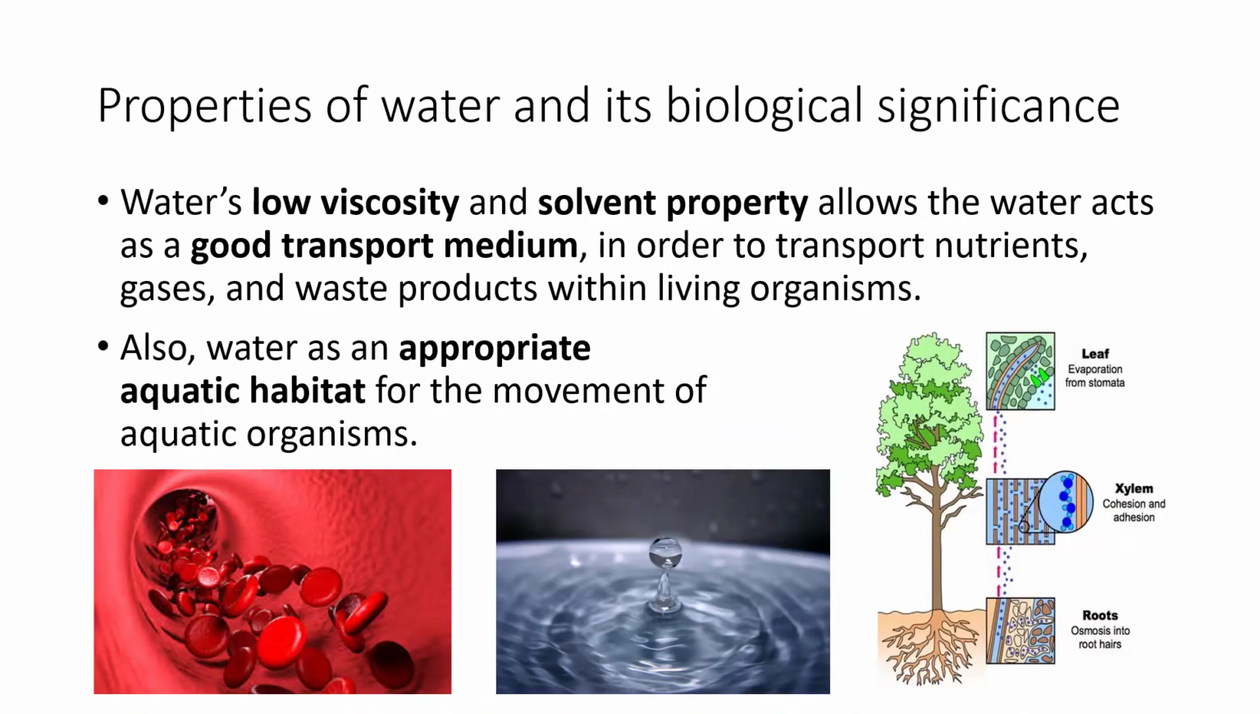So you can see here water's low viscosity and the solvent property. The solvent property means it can become a transport medium. Combined with low viscosity, water is a good transport medium. So it can transport nutrients, gases and waste products within living organisms. And if we look at the large scale, water is an appropriate aquatic habitat for the movement of aquatic organisms. You can imagine that if water had high viscosity, what would happen to the fish in the water, how could they swim?